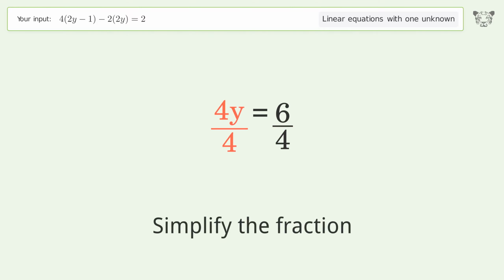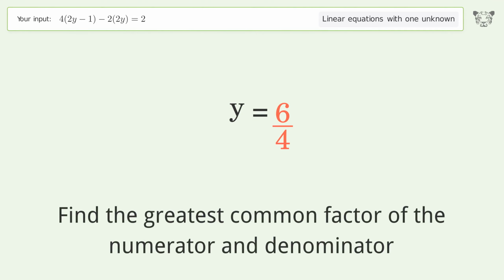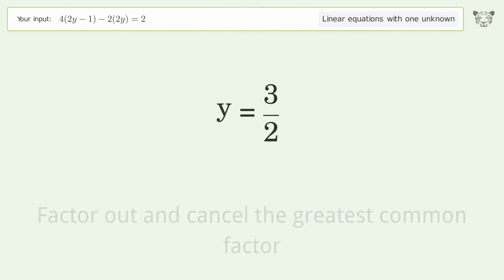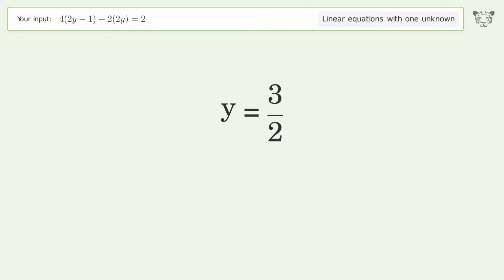Simplify the fraction. Find the greatest common factor of the numerator and denominator. Factor out and cancel the greatest common factor. And so the final result is y equals 3/2.